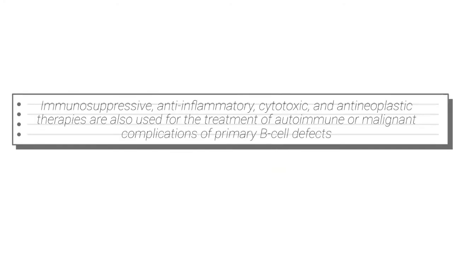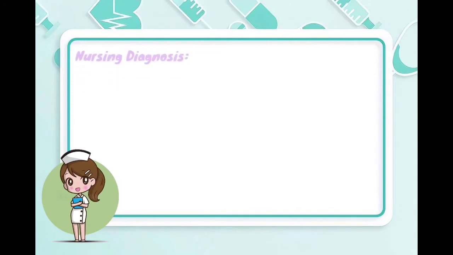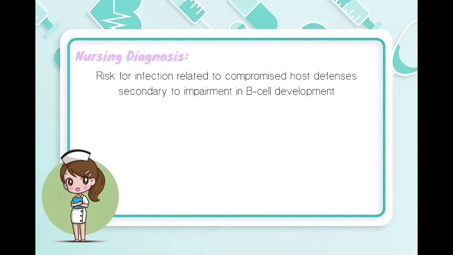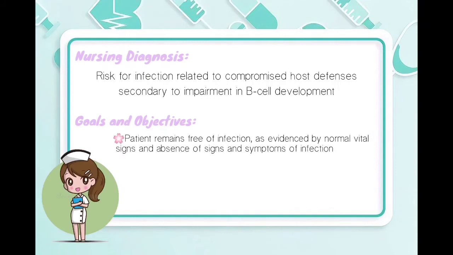Immunosuppressive, anti-inflammatory, cytotoxic, and anti-neoplastic therapies are also used for the treatment of autoimmune or malignant complications of primary B-cell defects. For our nursing diagnosis, it is risk for infection related to compromised host defenses secondary to impairment in B-cell development. As nurses, our goal and objective in the management of our patient with B-cell deficiencies is to prevent infection.